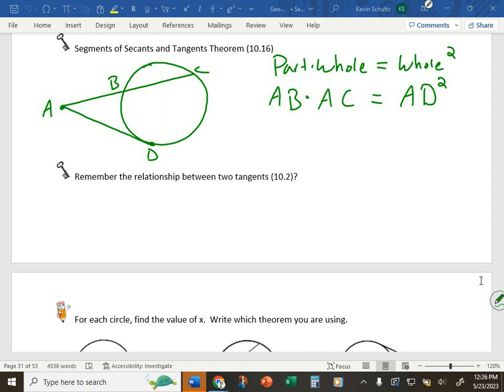What's the difference? The difference is the secant goes inside the circle, passes through the circle. And the tangent touches one point on the outside of the circle. Oh, okay. So I'm going to write tangent. Sure. And that's why it's called the secants and tangents theorem, because you have one secant and one tangent.